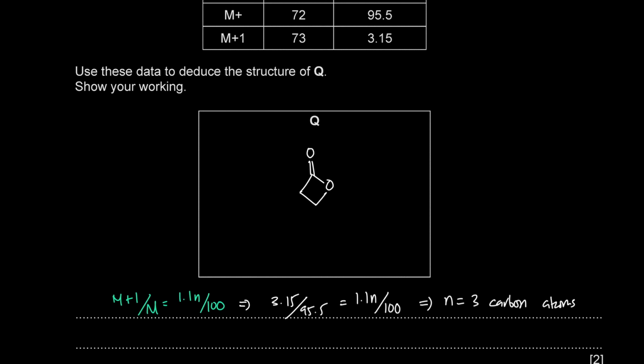And we can double check the Mr. We have 3 carbon atoms, so that would be 12 times 3, that's 36. We have 4 hydrogens, so that's 40, and then we have 2 oxygens, so that's 40 plus 32, which will give us an Mr of 72. So that's our answer. Okay, that is the structure of the lactone.